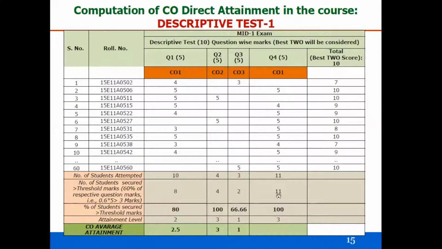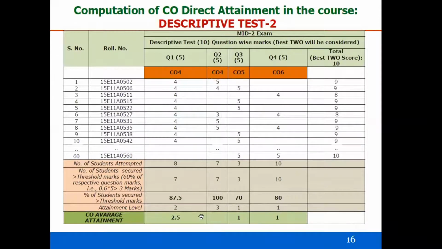So now here you can see CO4 is repeated 2 times. Why? Because question 1 is mapping to CO4 and question 2 is also mapping to CO4. Then question 1 attainment value is 2. Then question 2 attainment value is 3. Then 2 plus 3 by 2, average. So you will get 2.5.